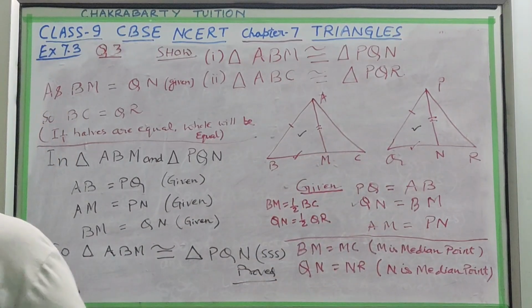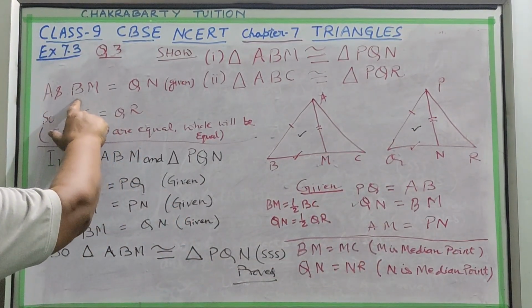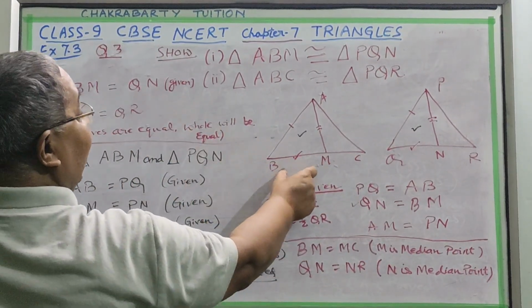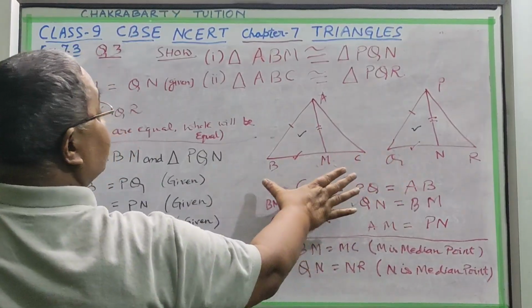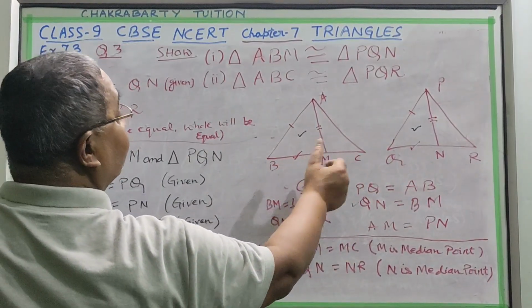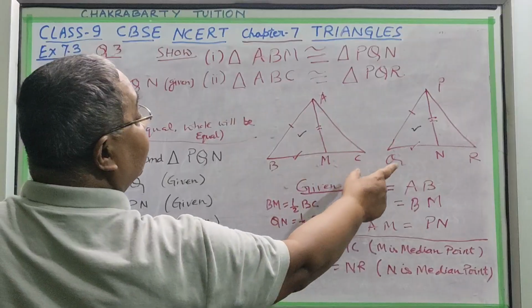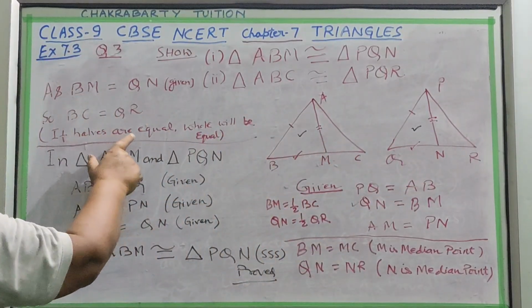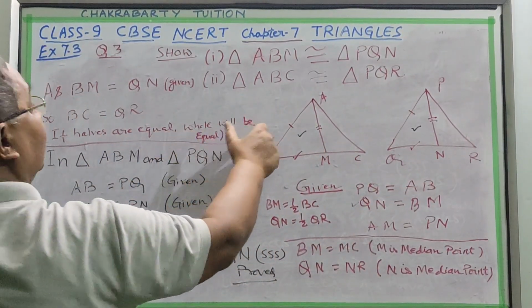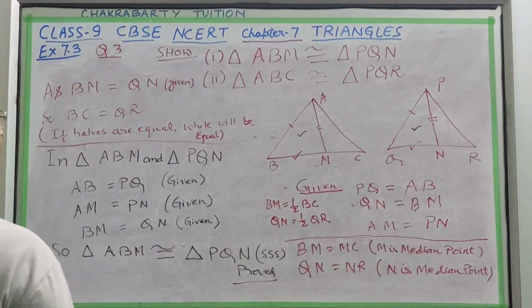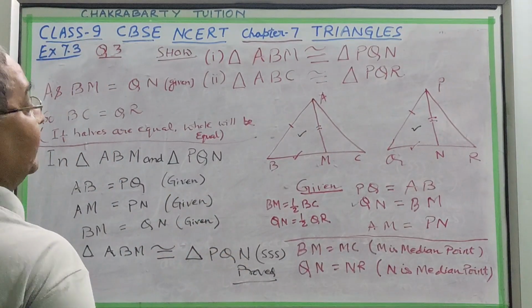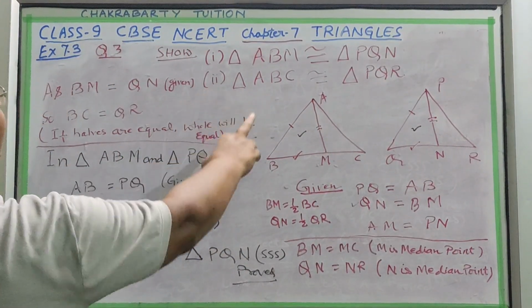Okay, in the second part, one thing I have written: if halves of things are equal, like BM is equal to QN, then the whole will also be equal, meaning BC will be equal to QR also. If halves of anything are equal, the whole will also be equal. You have to keep this in mind. Now we are going to prove the second part.